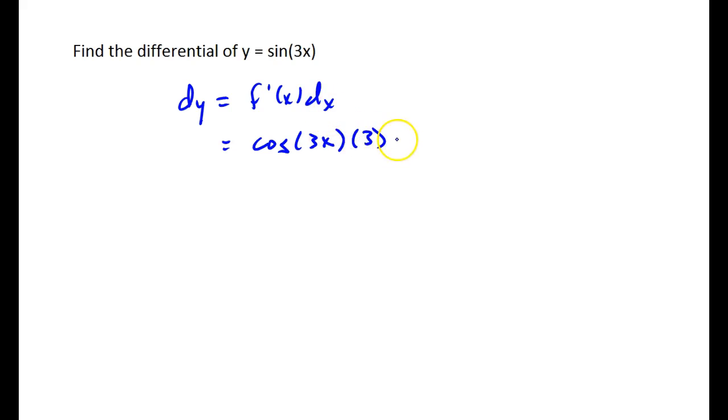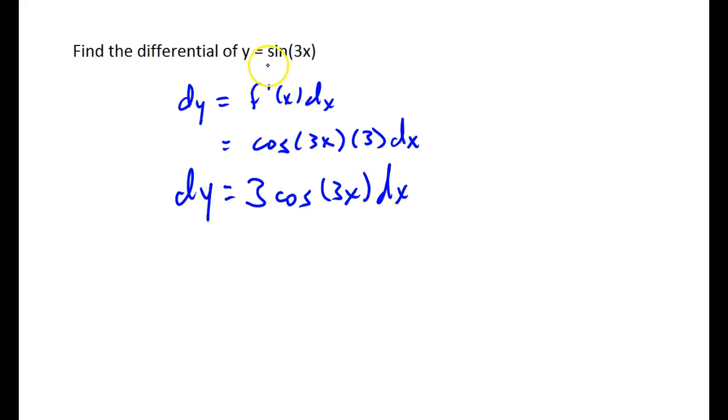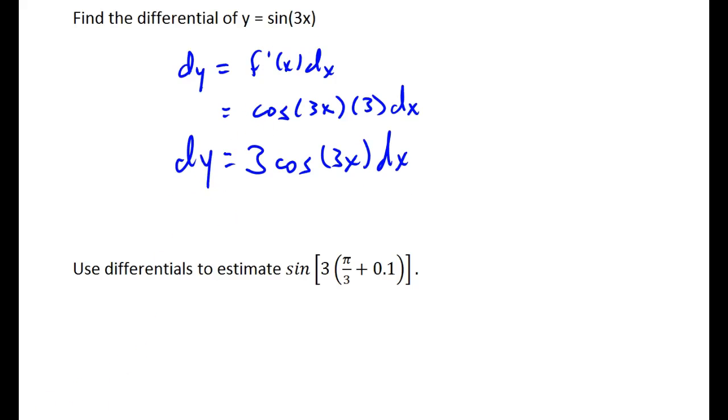So are you ready to find one? Find the differential of y equals the sine of 3x. Okay, dy is going to be f prime of x dx. Well, the derivative of the sine of 3x is the cosine of 3x times the derivative of 3x because of the chain rule, and then we'll multiply all of that by dx. So I would write this as 3 cosine 3x dx. That is the differential of y equals sine 3x.